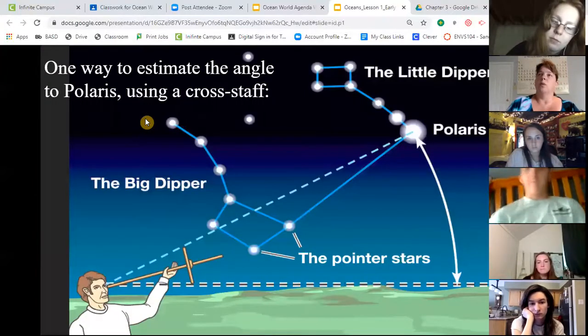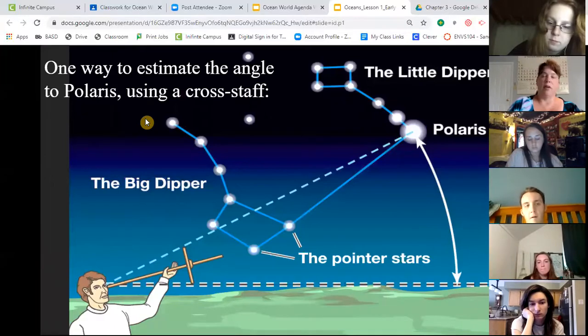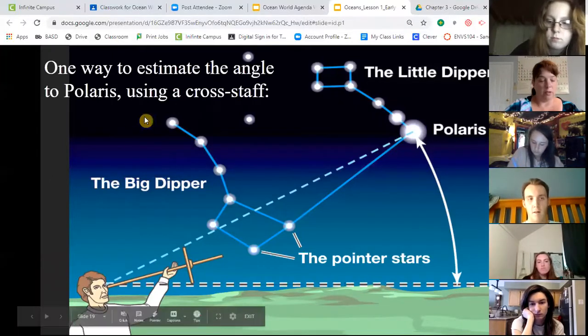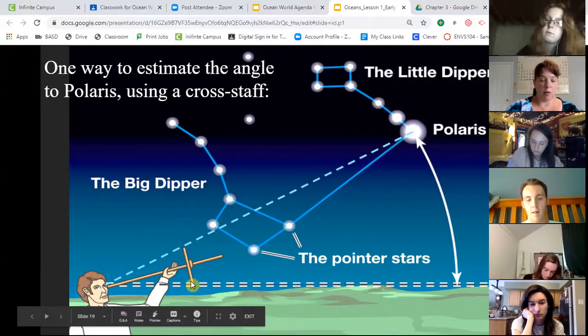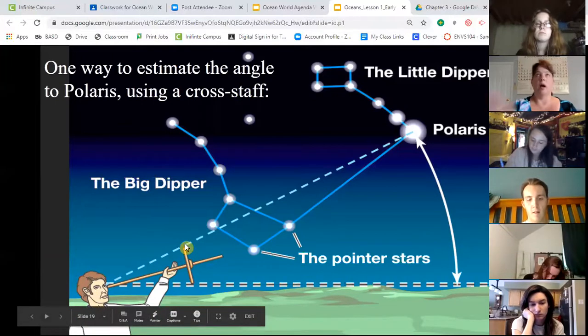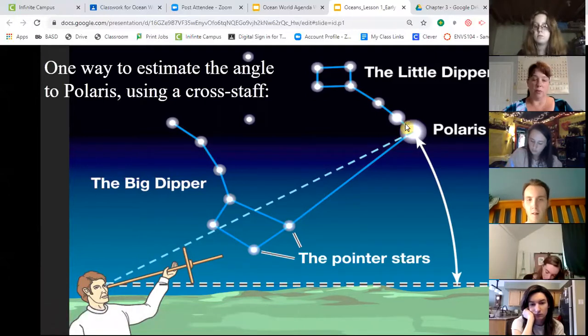The first one was called a cross staff, and it basically looked like a cross, and the sailor would hold it up to their eye, and the bottom of this T they would hold even with the horizon, or what would have been like the horizon, and then they would eyeball it so that at the top of this, they would be able to see Polaris right at its tip.